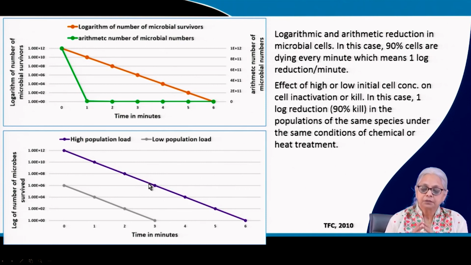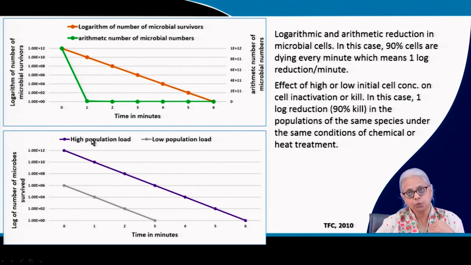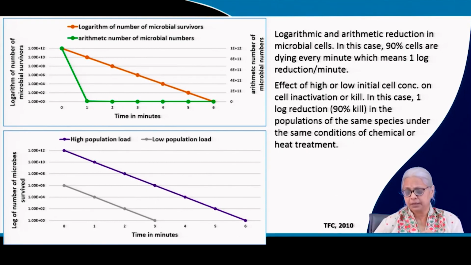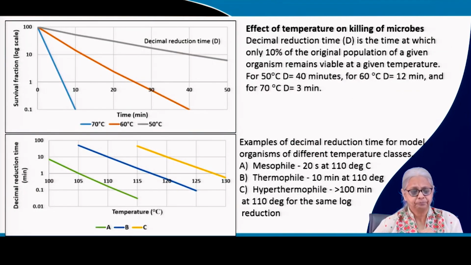So under the same conditions, temperature conditions, chemical concentration conditions, the same species should give you the same result. Regardless of what the starting point is, regardless of what the initial population of cells is, whether it's a high population load or low population load, in terms of log reduction and the time it takes to get that log reduction, the time should be the same. That's the assumption.